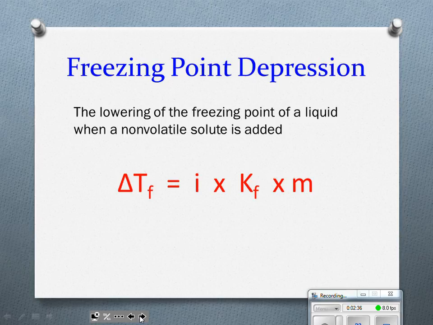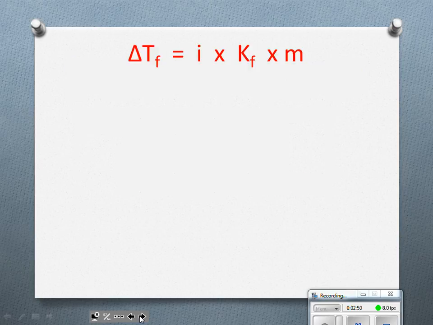Well, you already know one of those, don't you? What do you know of that? Lowercase m is molality, right? So we're going to deal with molality. Here we go. Here's our equation.